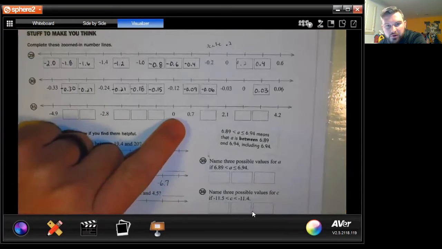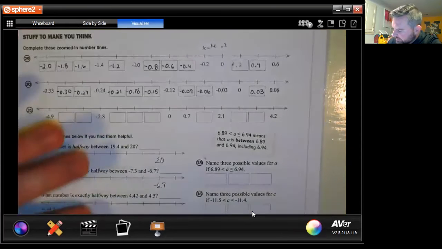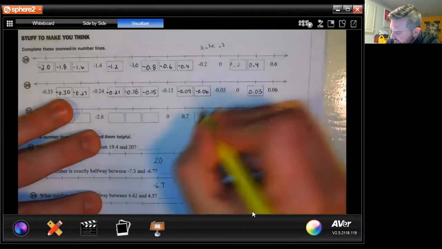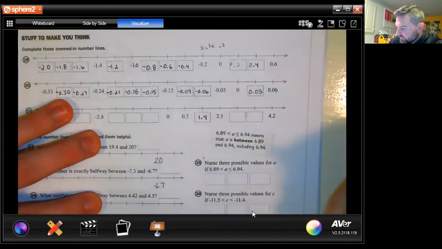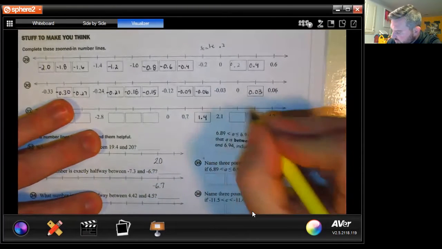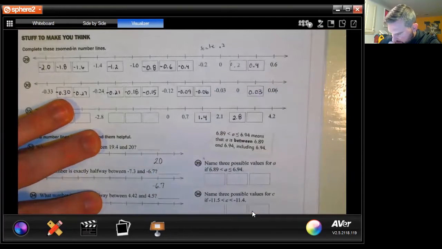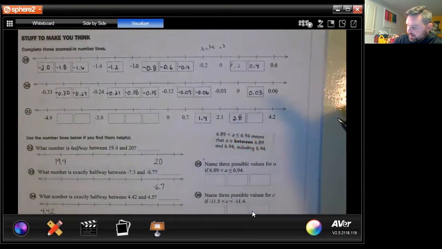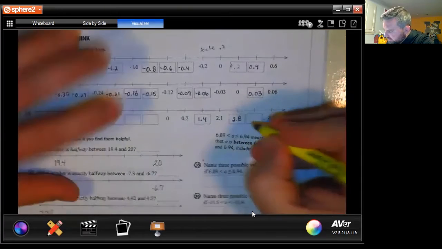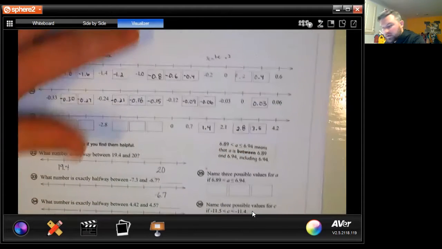Here's a little bit harder one. You go from 0 to 0.7, so you're going by sevens here. So 0.7, 1.4, 2.1, 7 more would be 2.8, because 21 plus 7 is 28. 28 plus 7 would be 35. So 3.5. Okay, and then 4.1.